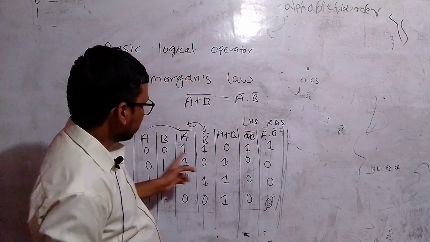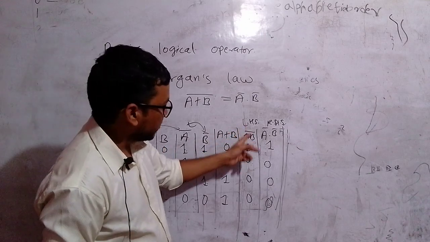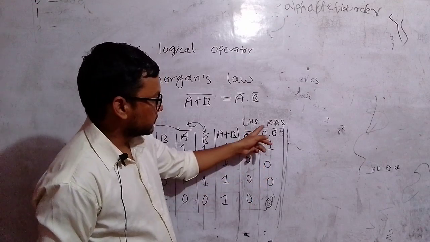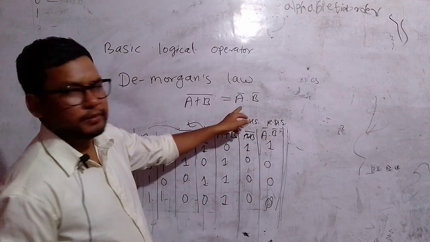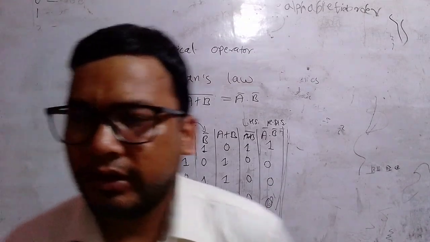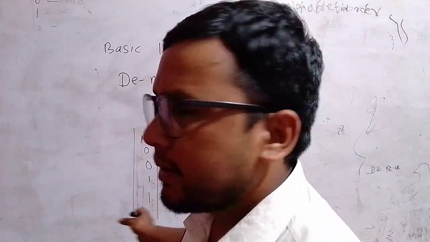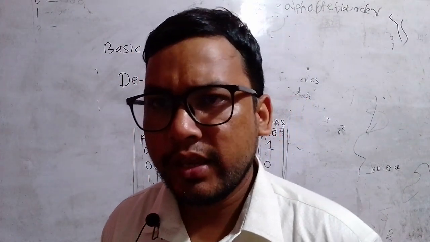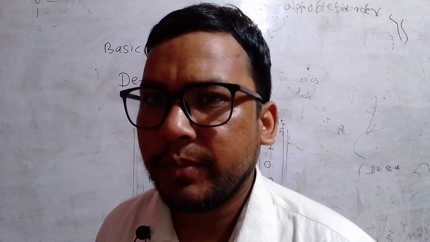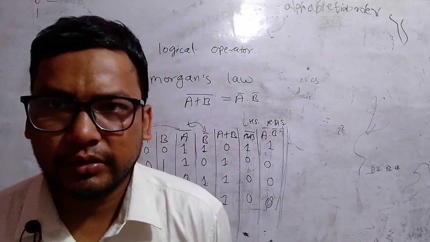That means for all the possible values of A and B, we can see LHS is equal to RHS. That means this expression is verified. We have verified De Morgan's rule using the truth table. Similarly, we can find the value of any expression, and we can prove any valid expression using the truth table. This is the use of the truth table.